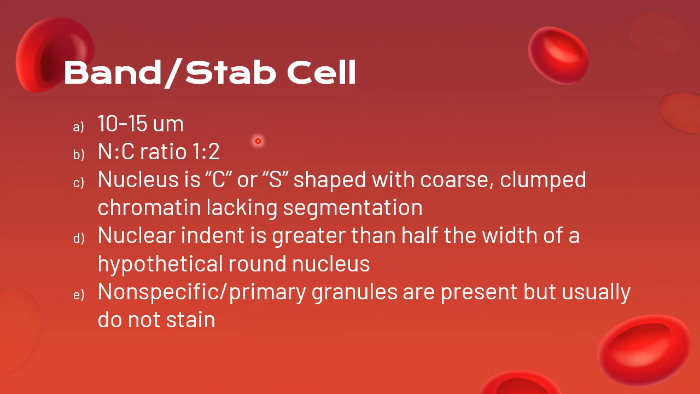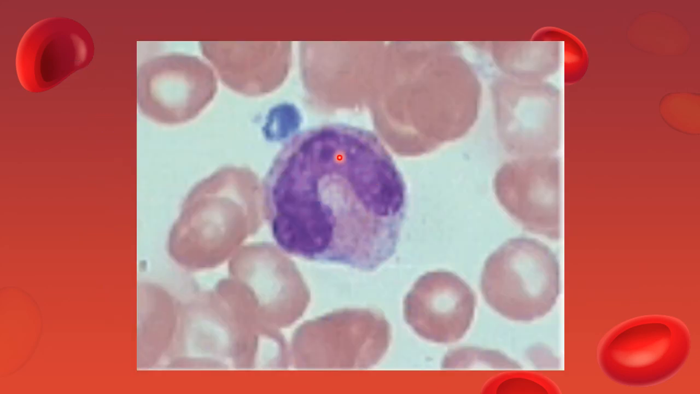A band or stab cell. Okay? So, ang nucleus niya is C-shaped or S-shaped with coarse clumped chromatin lacking segmentation. So, nuclear indent is greater than half the width of the hypothetical round nucleus, and the non-specific or the primary granules are present but do not stain. So, this is your band cell. Secondary granules are also present na siya.